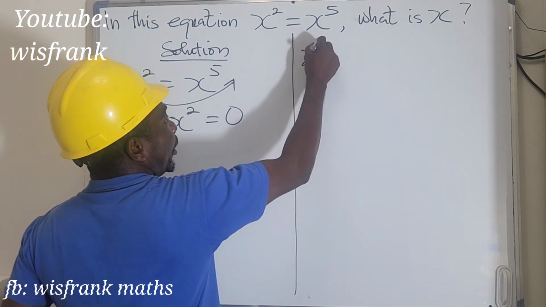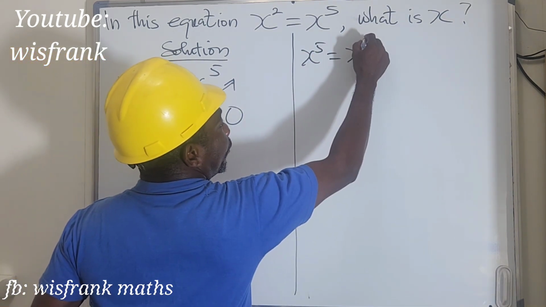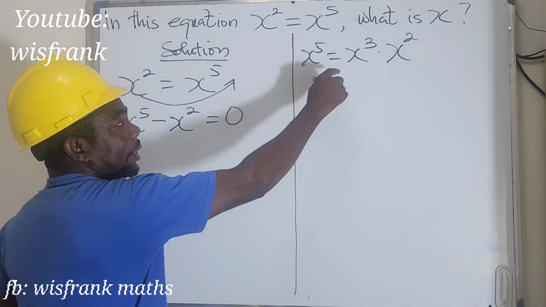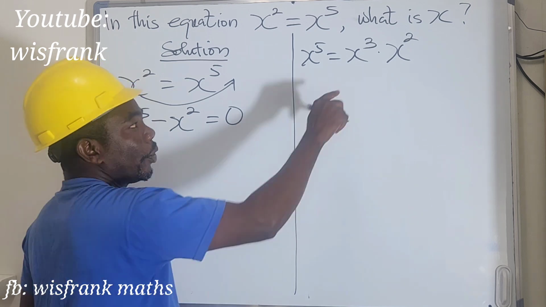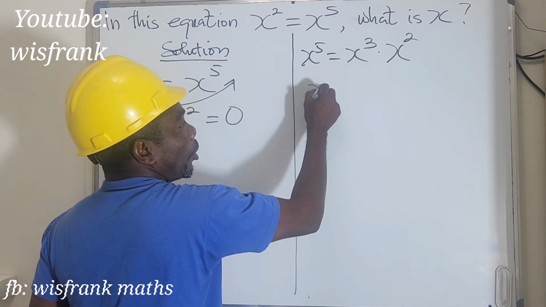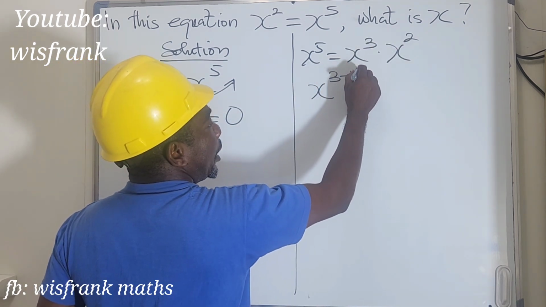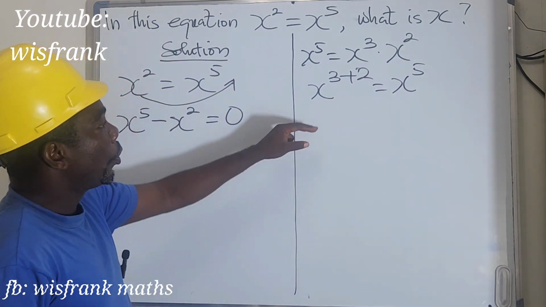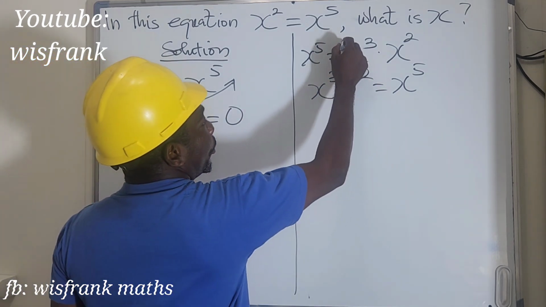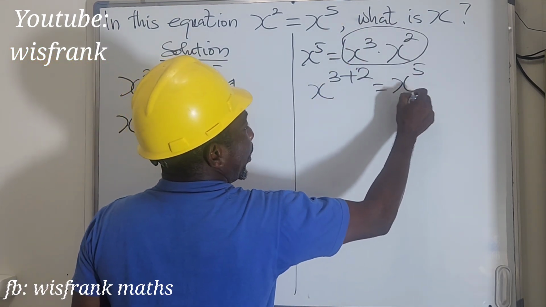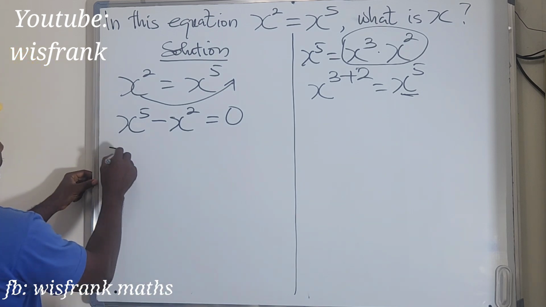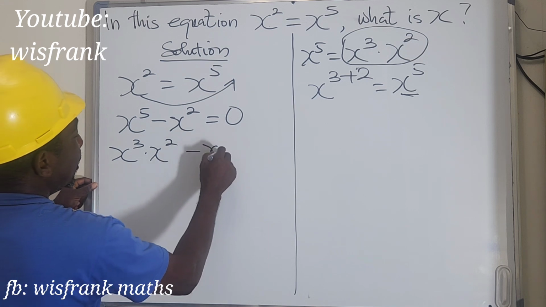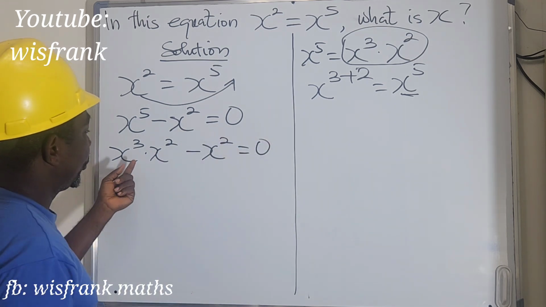x to the power of 5 is the same thing as x to the power of 3 times x to the power of 2, because we all know that in indices, when you have a multiplication of the same base, you can always add the powers. This becomes x to the power of 3 plus 2, which gives us x to the power of 5. So you are going to replace this with this. So this will become x to the power of 3 times x to the power of 2 minus x to the power of 2 equals 0. So this is what we have.